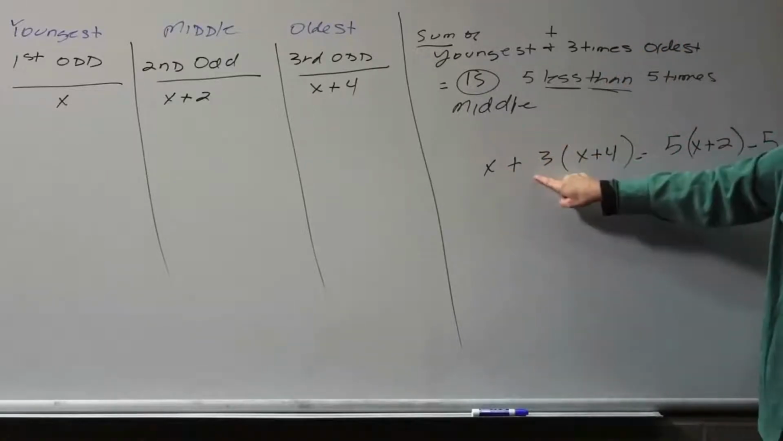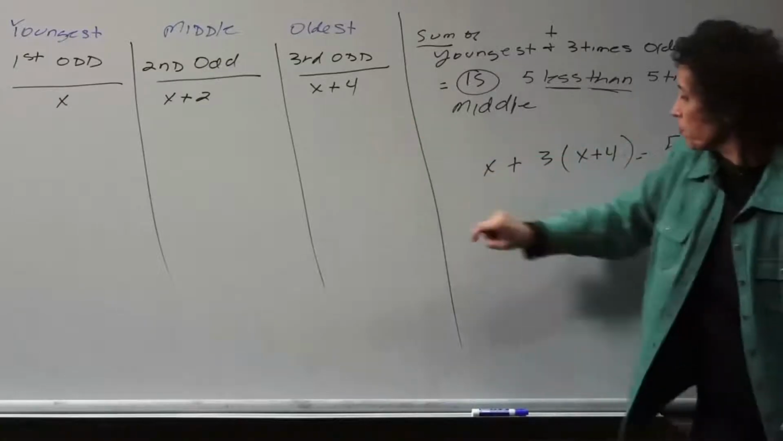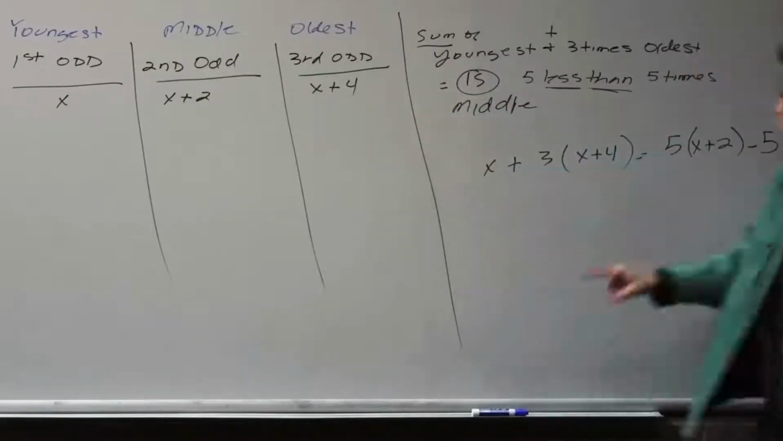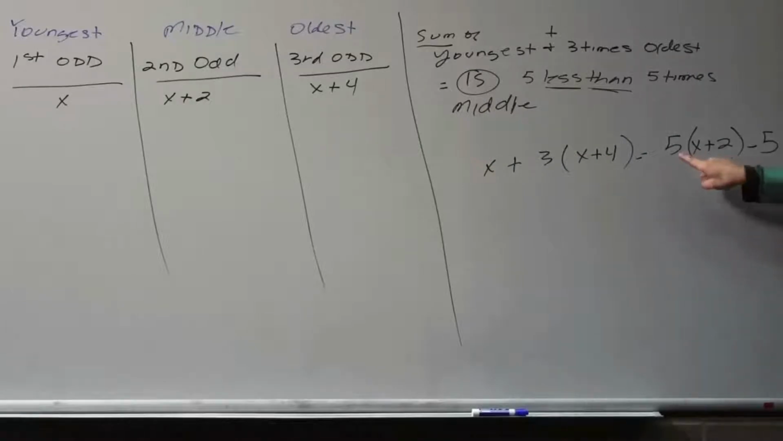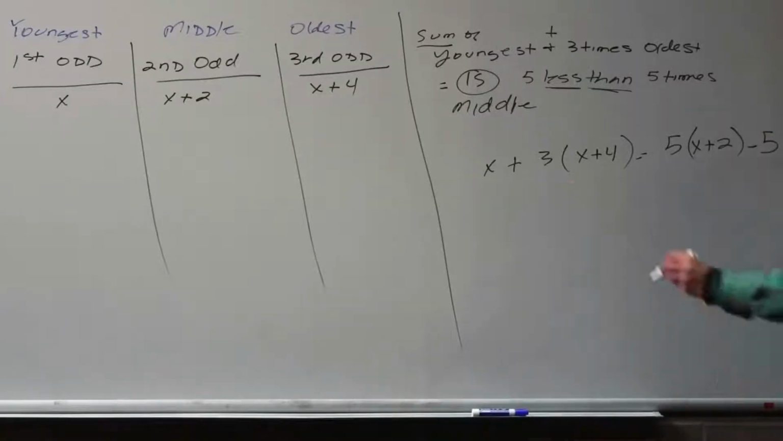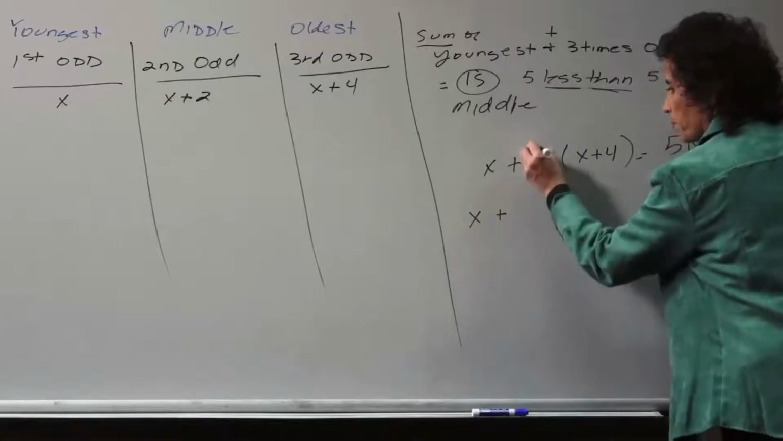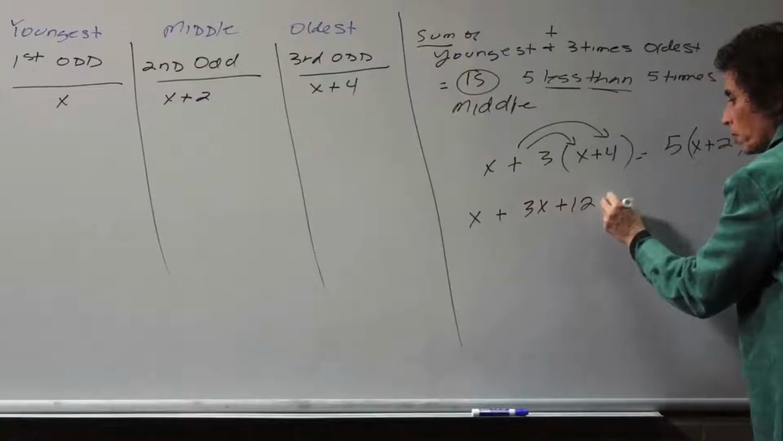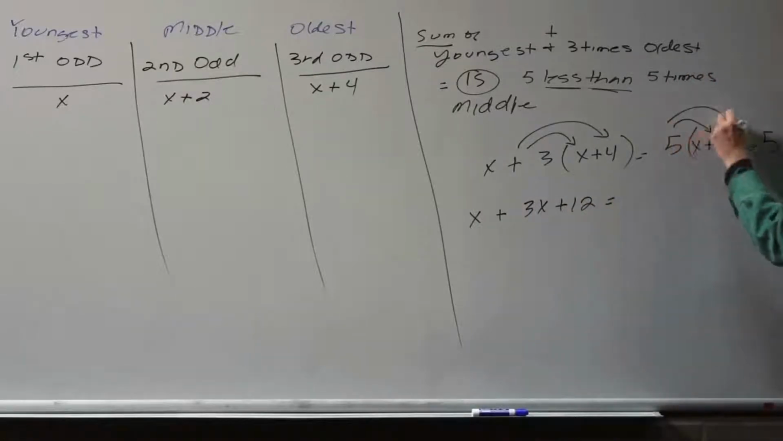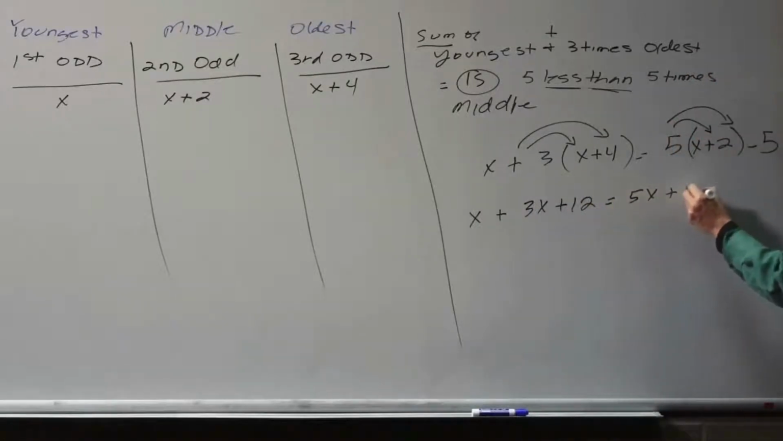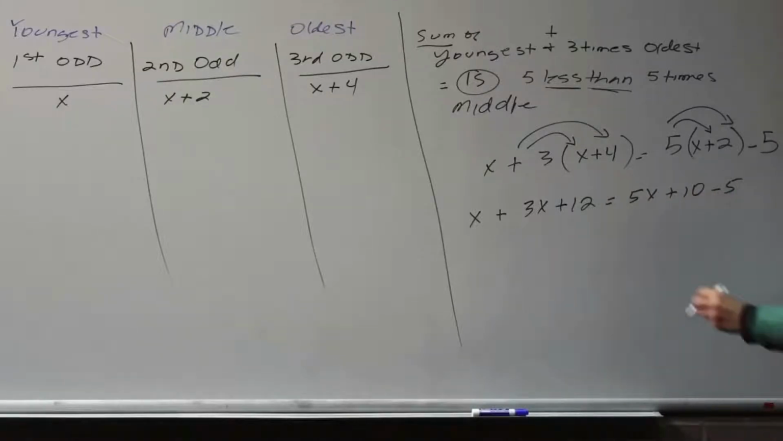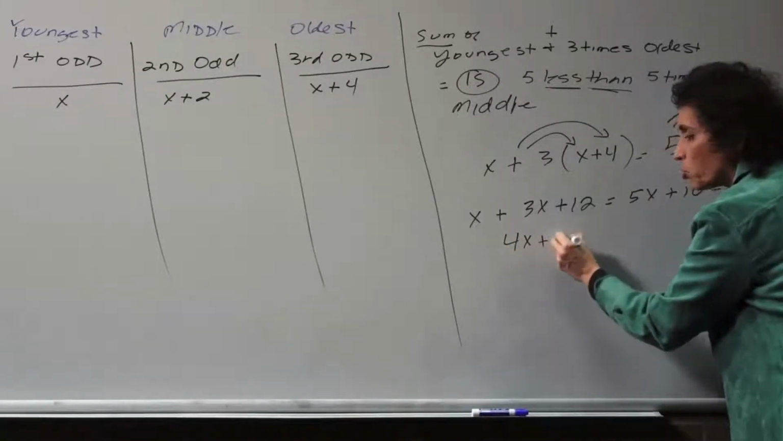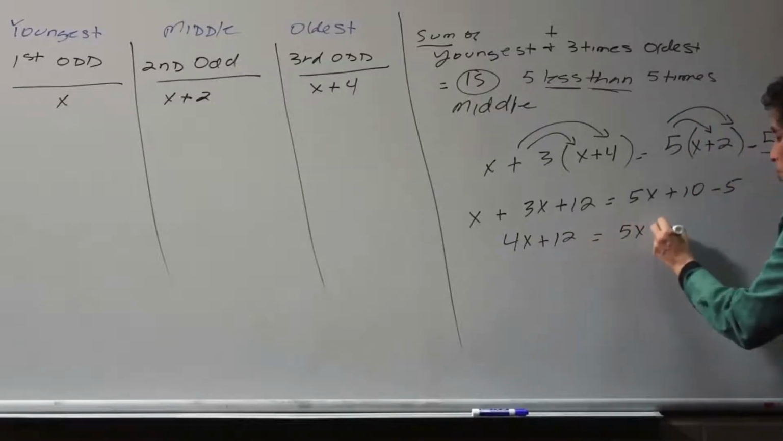Watch. The sum of the youngest plus 3 times the oldest is 5 less than 5 times the middle. Here's 5 times the middle. Here's 5 less than that. If that doesn't make sense, ask your instructor, but let's move on. So now we're going to distribute. Positive 3x, positive 12 equals distribute 5x plus 10 minus 5. And we have 4x plus 12 equals 5x plus 5.